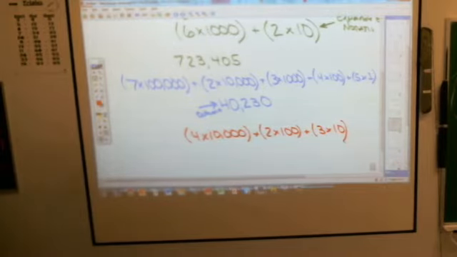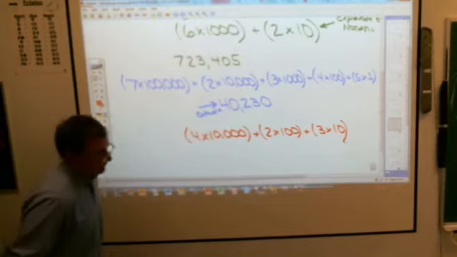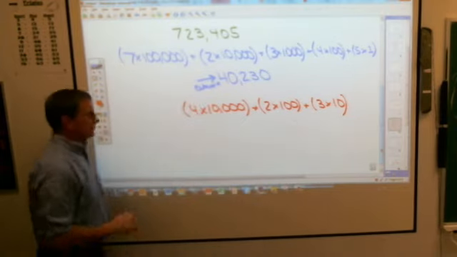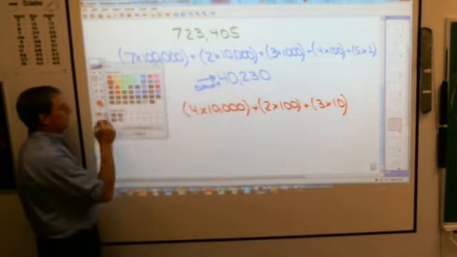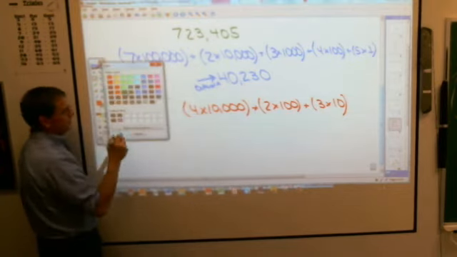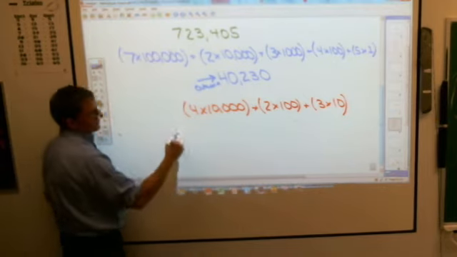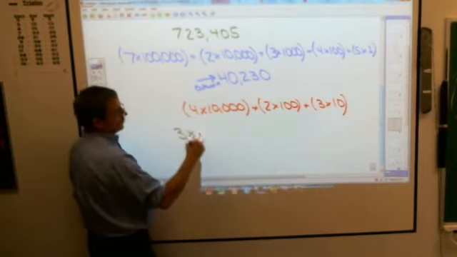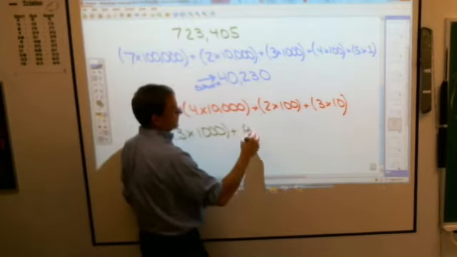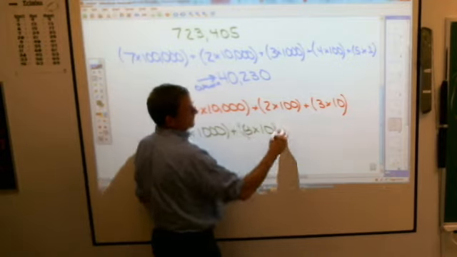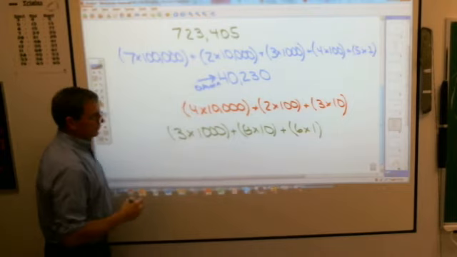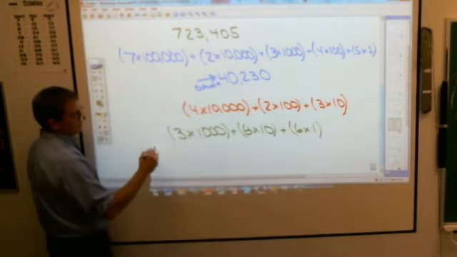Nope. Now, here is probably what might be tougher than that. Not only are you going to be given standard form asked to go to expanded notation, but they're going to give you a number in expanded notation and ask you to write it back in standard notation. So for example, if you have this, 3 times 1,000 plus 8 times 10 plus 6 times 1. They're going to ask you to change that into standard form.